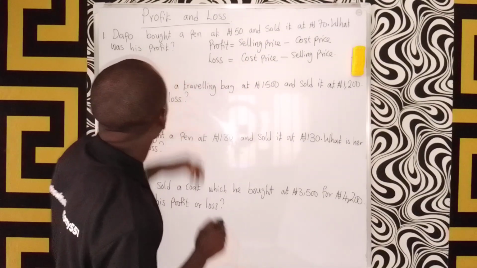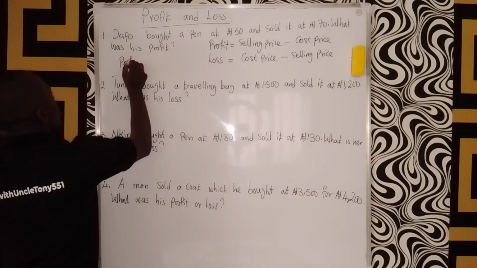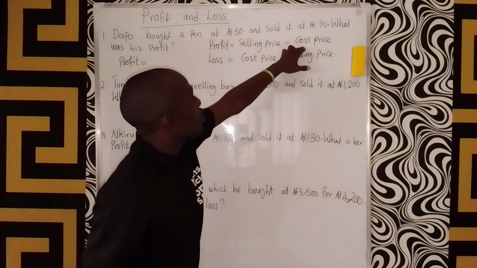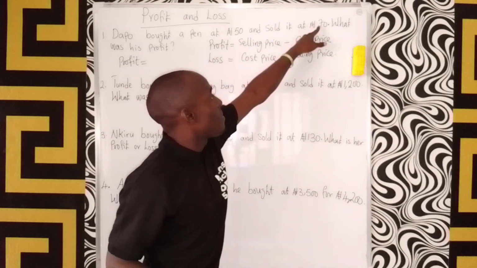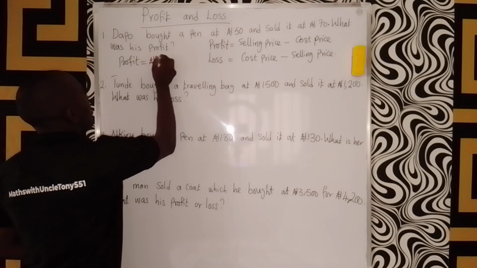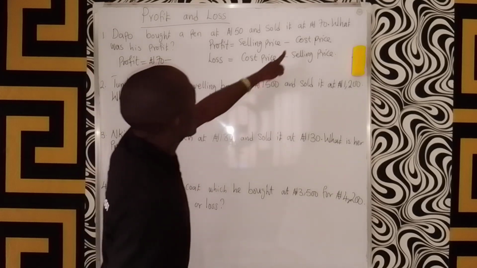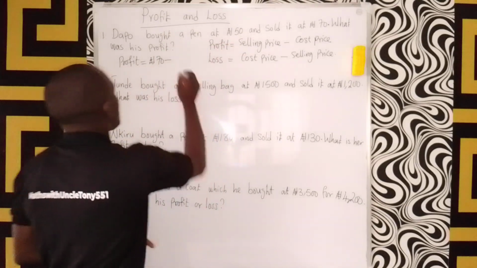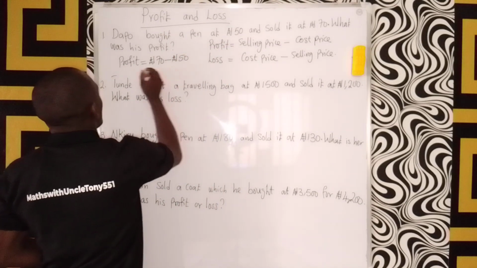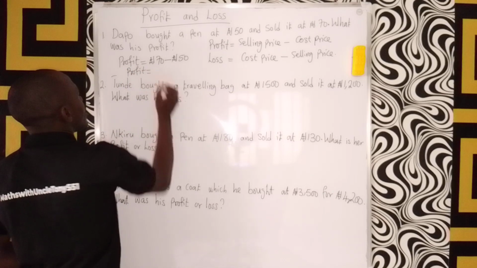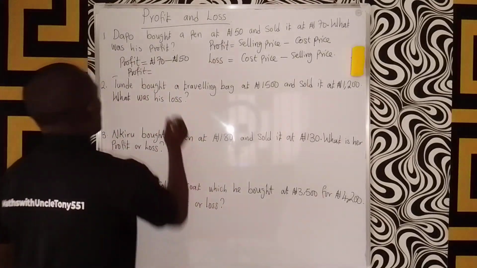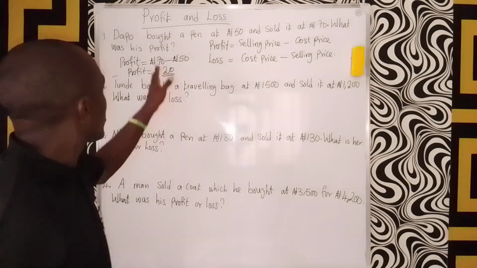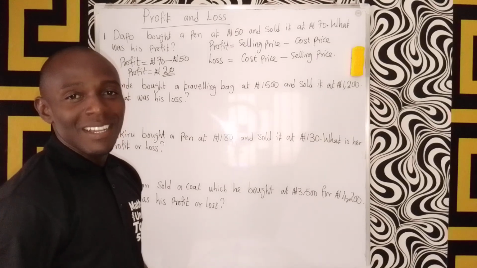From the formula, we are looking for profit. Profit is equal to selling price minus cost price. Sold is for selling price, that is 17 naira, minus cost price. Bought is for cost price, minus 15 naira. So therefore our profit is 17 take away 15, which gives us 2 naira. So the profit is 2 naira. As simple as it is.